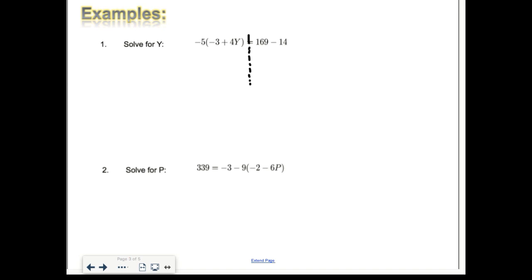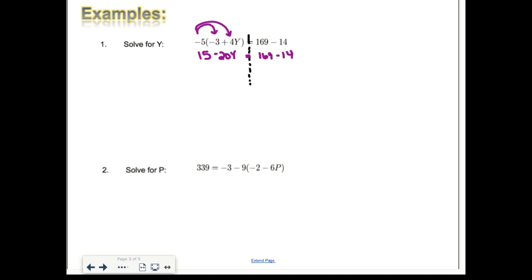I see parentheses. So that means I need to take the negative 5 times each of those. So negative 5 times negative 3 is 15. And then negative 5 times 4y is a negative 20y. That's all we need to do to that side. And on the other side, I'm going to leave it just because I want to follow the steps, but you can go ahead and do that if you want.